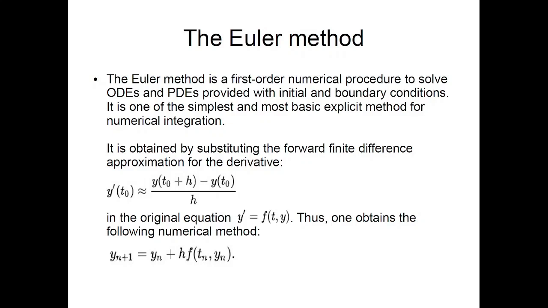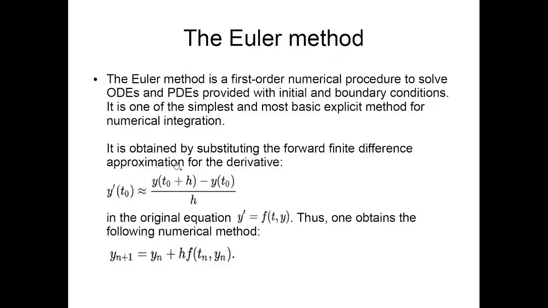But the Euler method works like a charm when it is applied to the Schrodinger equation, so this is what we are going to use. How do we obtain the Euler method? This is pretty simple. We use the forward finite difference approximation for the derivative.